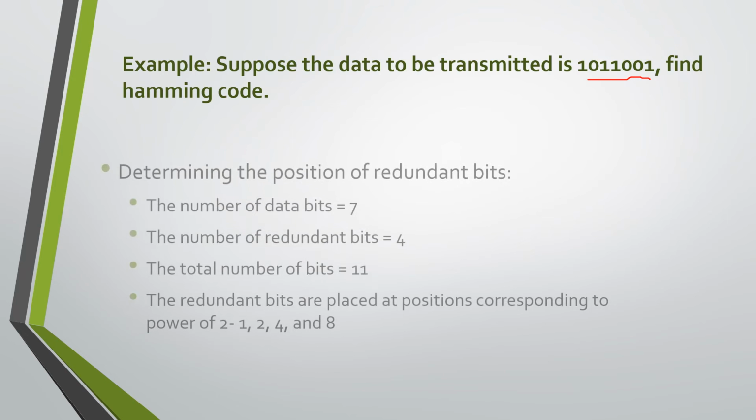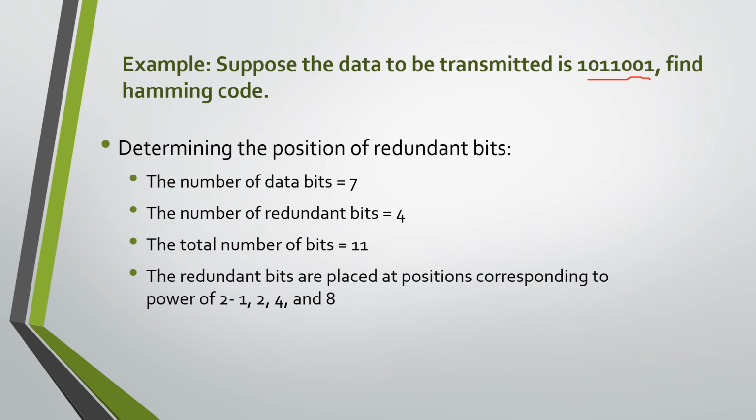So the first step is determining the positions of the redundant bits. For that purpose, first we want to find the number of redundant bits. Here the number of data bits is 7. So using this formula, that is 2 raised to r must be greater than or equal to m plus r plus 1, the value of the number of redundant bits, that is r, is taken as 4. So the total number of bits is 7 plus 4, which is equal to 11.